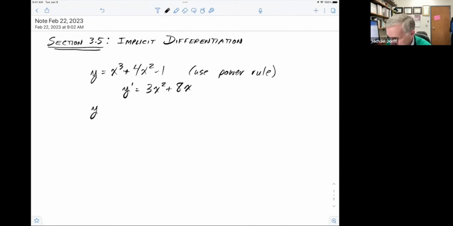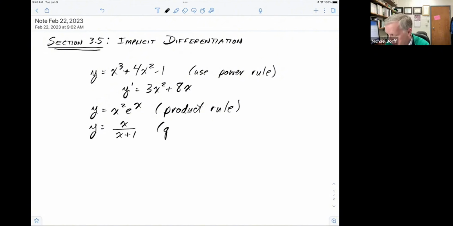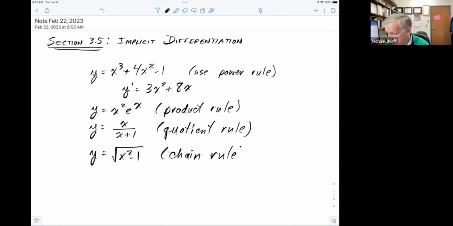Well, we've also had y equals x squared e to the x, and we can solve that by using the product rule. And we also had things like y equals x over x plus 1, and we could use the quotient rule. And let's say we had y equals the square root of x squared minus 1. In that case, we'd have to use the chain rule to take the derivative of these.